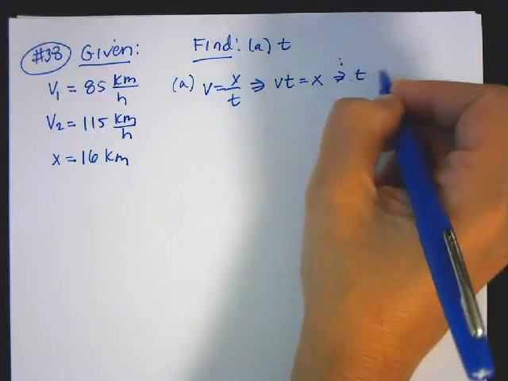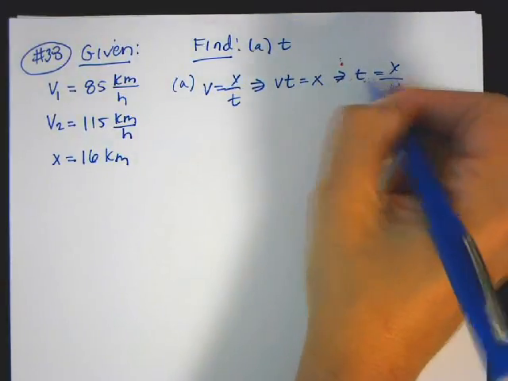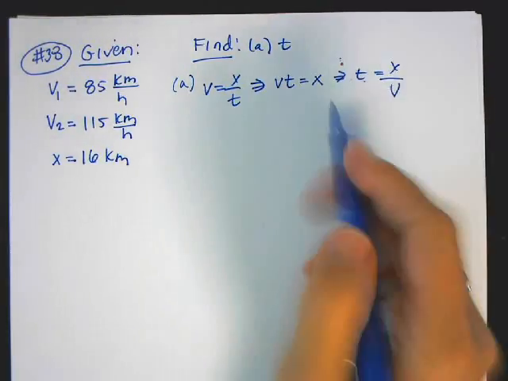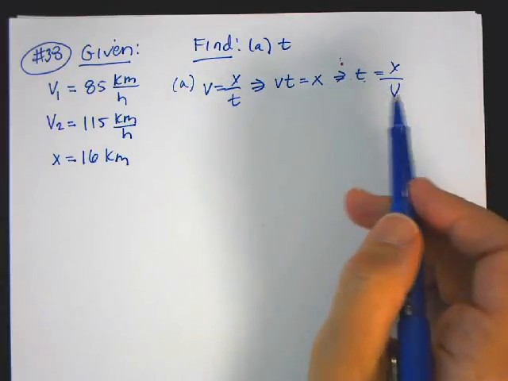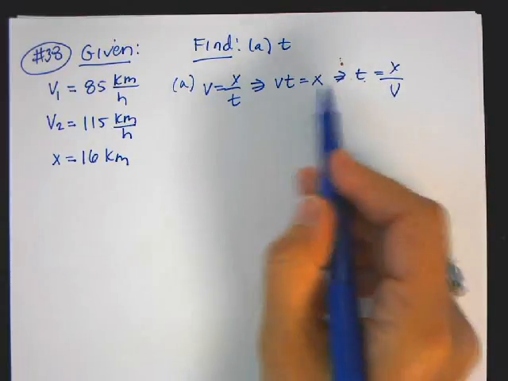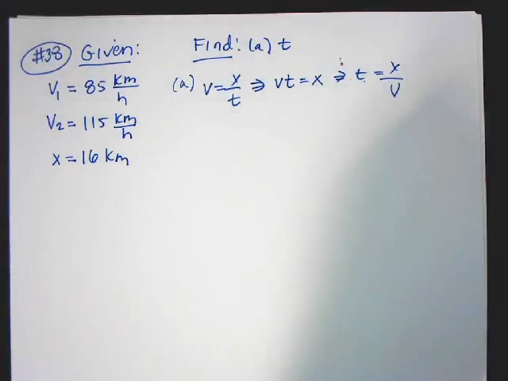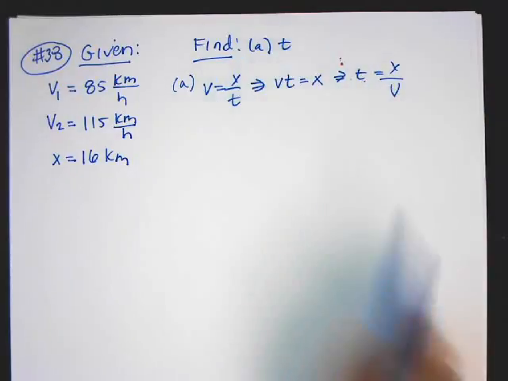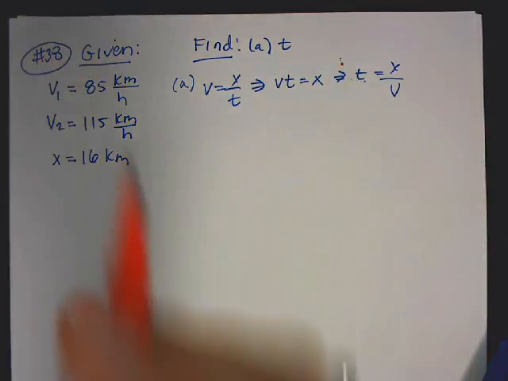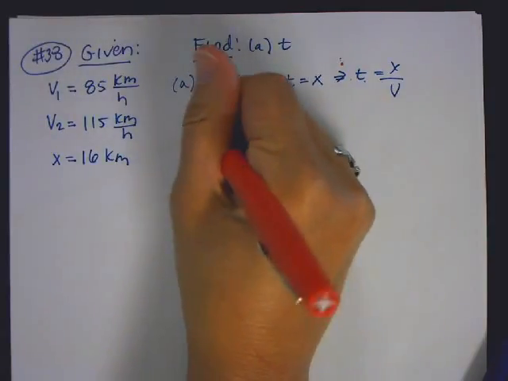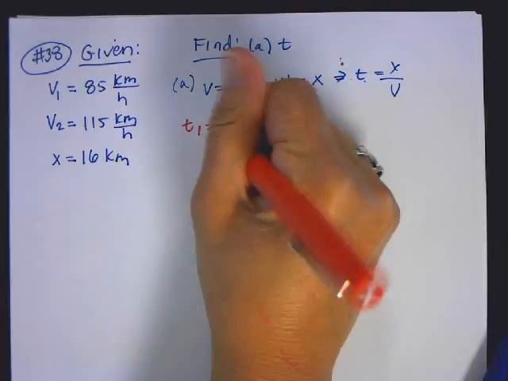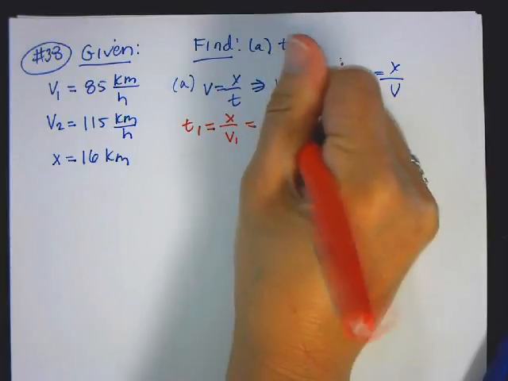Now, sometimes what you guys do is you do it in your head, and when you do it in your head, you might end up saying, like, t is equal to x times v, and that's not correct. So you need to check your algebra. It's not the physics, it's the algebra. So let's start with T1. So T1 is going to be x over V1. So it's 16 kilometers divided by 85 kilometers per hour.